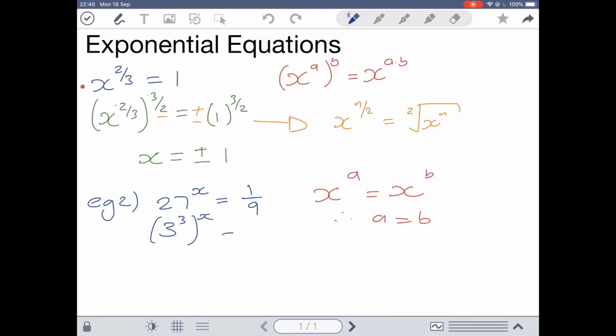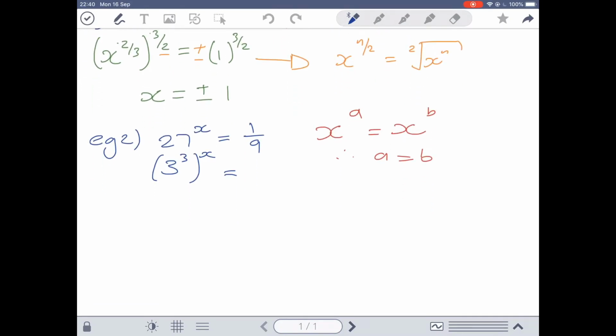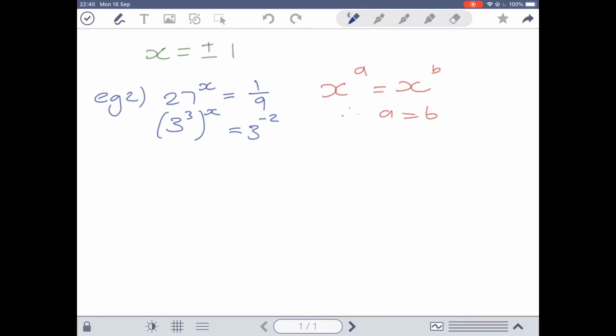So we can rewrite this as 3 to the power of 3, and remember the x to the power of x. Then on our right-hand side there, we've got 1 over 9, which becomes 9 to the power of negative 1. But actually, we can write 9 as base 3 as well. So we're going to end up there with 1 over 3 squared. Now I'm just going to go straight into putting that as a numerator, and we can rewrite that entire thing as 3 to the power of negative 2.